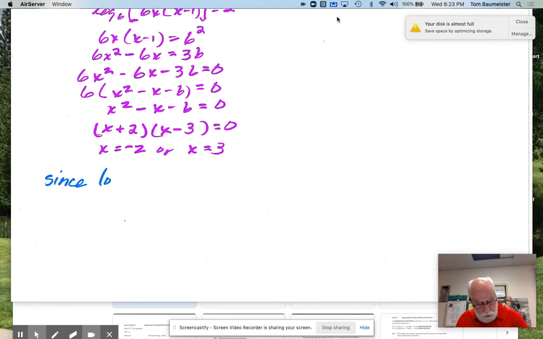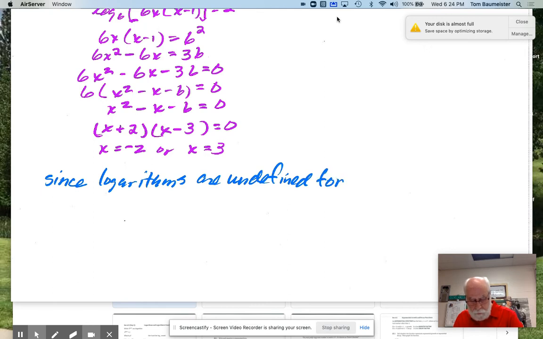Since logarithms are undefined for x less than 0, x equals negative 2 is an, do you remember what the word is? Extraneous solution.